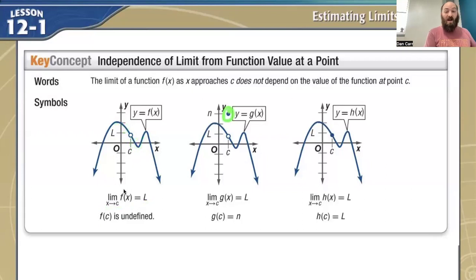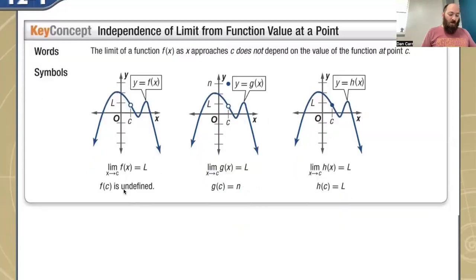Even if I am defined at a different point, if I have a jump discontinuity like this, that's okay too, because we're still approaching a number. It's still going to be L, even though f of c is defined at a different value. Then the last thing here is, if it's continuous, well, that makes sense. That was like our first example. It's approaching the same value. It just happens to be a value that is defined in this case.